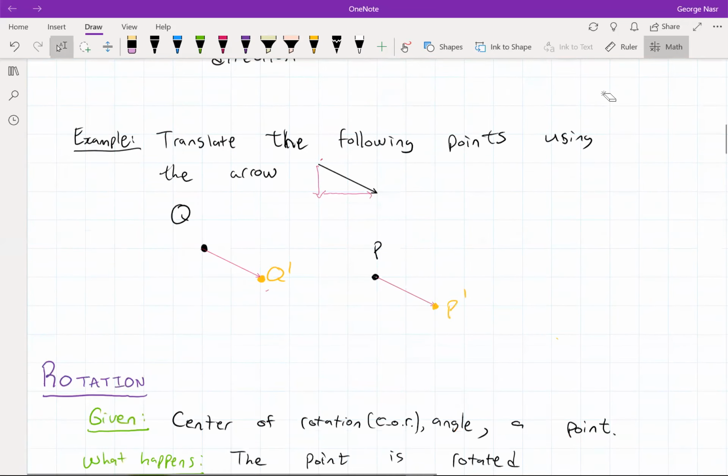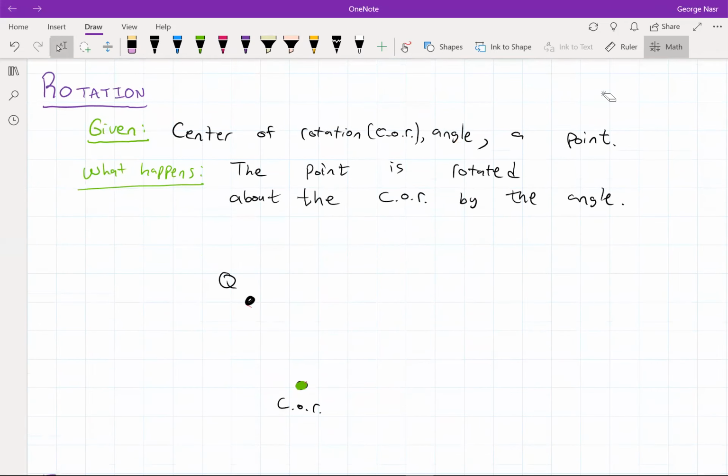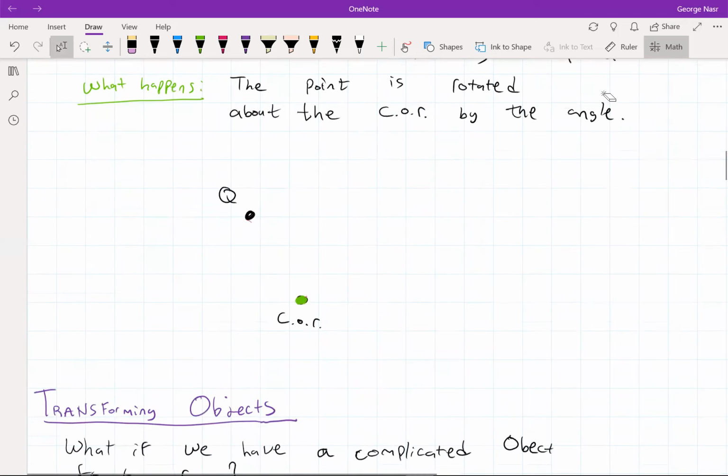And then this last one is, I think, probably the trickiest: rotation. Given a center of rotation, an angle, and a point, what you do is take that point and rotate it about the center of rotation by the angle. So I have an example for my center of rotation and my point. My point's Q. Here's what you're going to do: draw a line here. Let's say my angle was 45 degrees. I'm estimating that about that arc is 45 degrees.